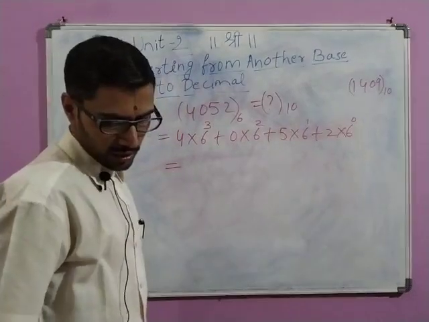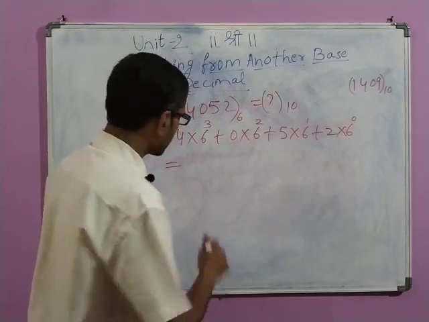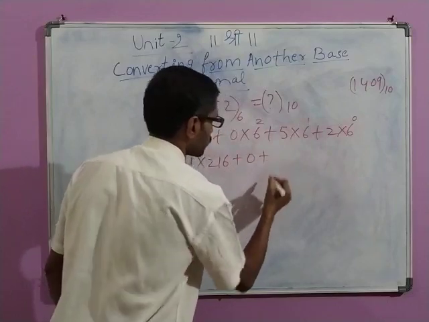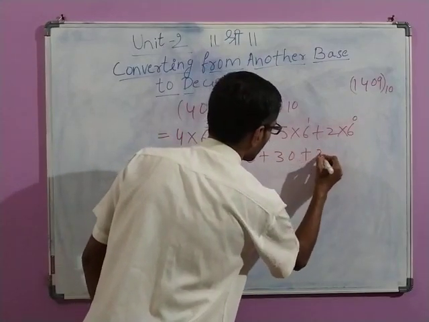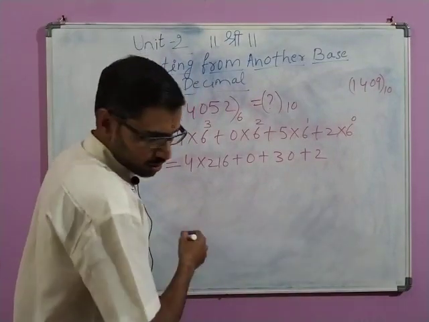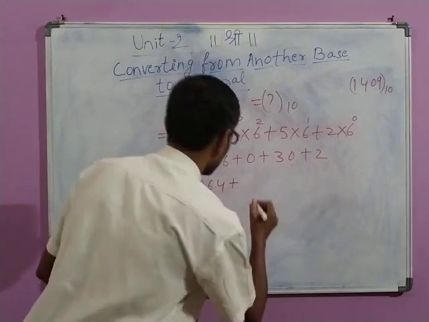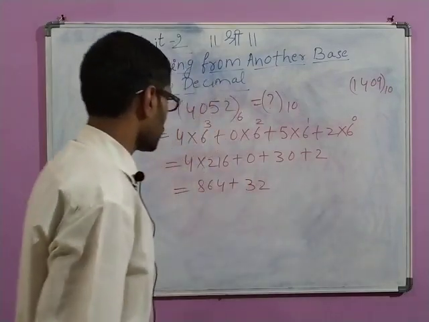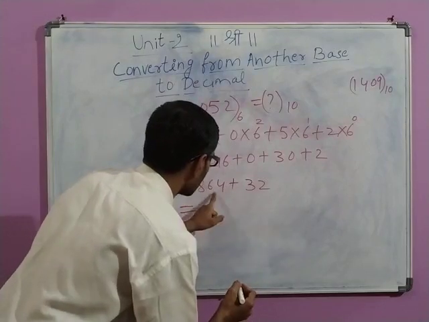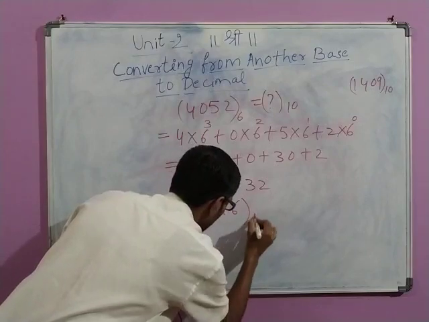Now if I calculate the result, it will be 4 into 216 plus 0. This will be 30, and this will again be 2. So the result is going to be 864 plus 32. So this comes out to be 896. 64 plus 30, 60 plus 30 is 90, 96. So it will be 896 to the base 10.